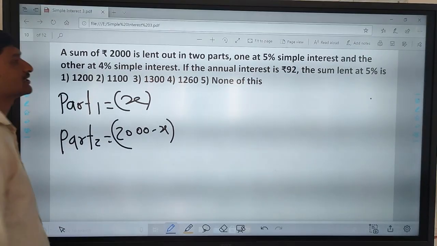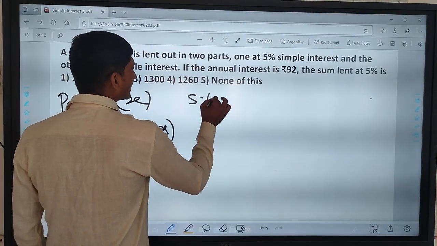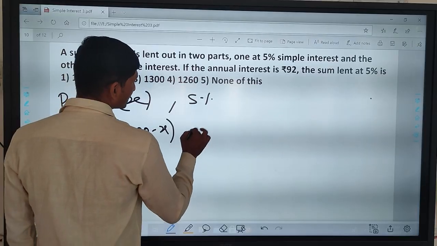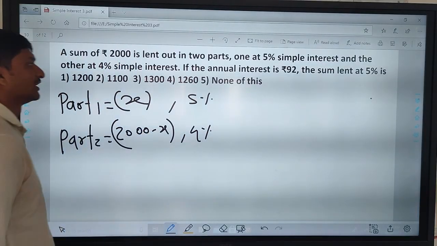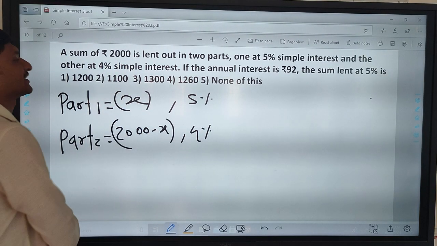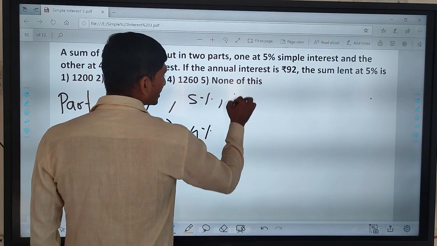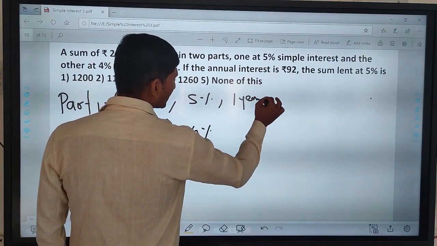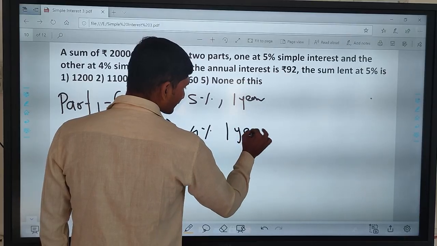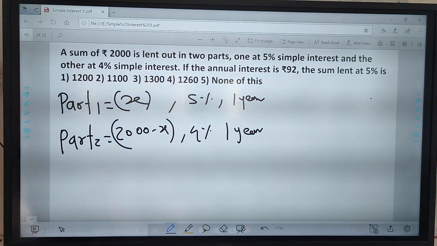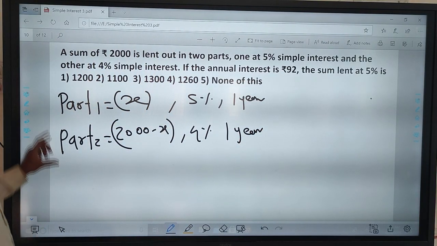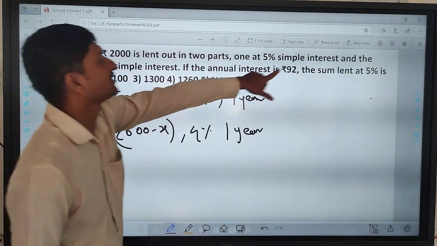There are two sums. One is at 5% simple interest. The second is at 4% simple interest. If the annual interest is given, then the time duration is 1 year. Now the sum of these two interests is 92.